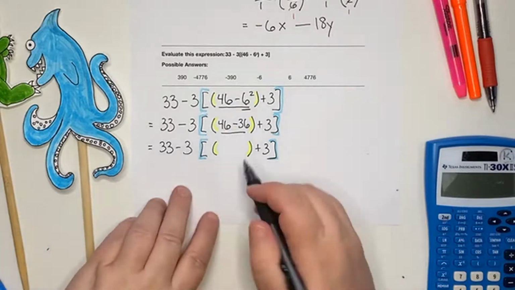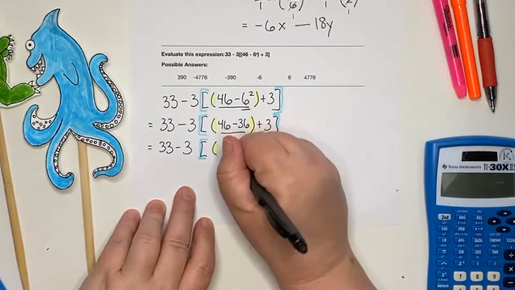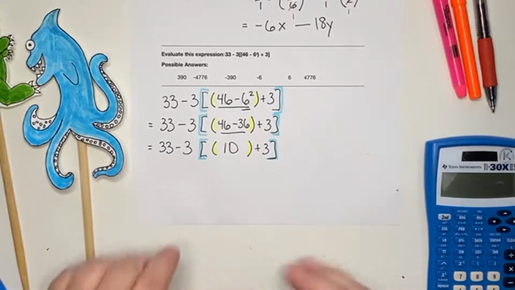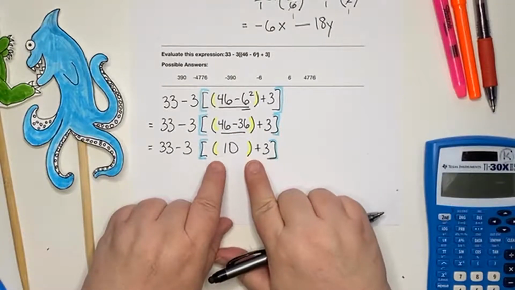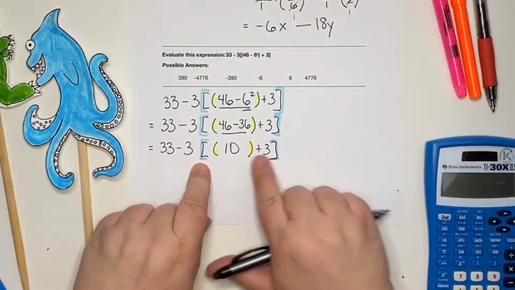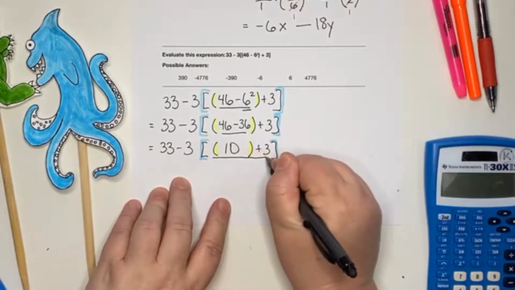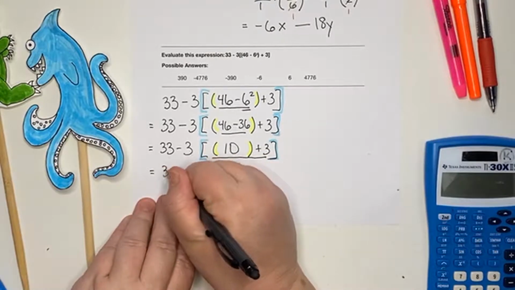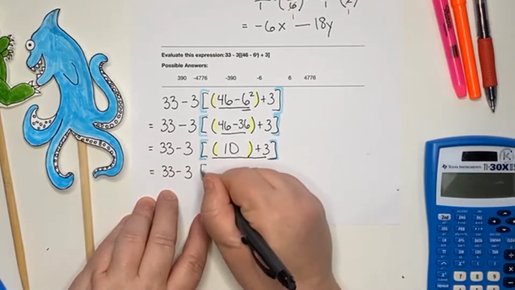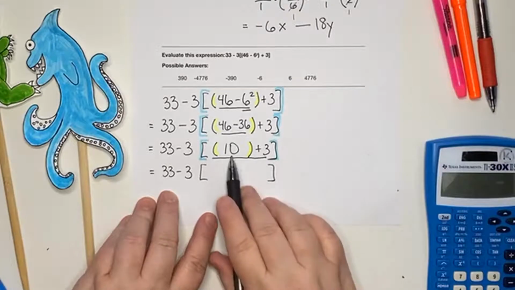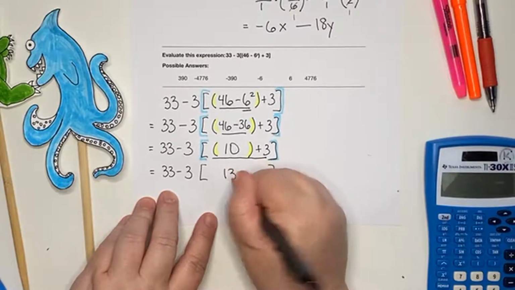Okay, so let's be careful. 46 minus 36 is 10. Yay! Okay, those are the inner parentheses. Now I look outside of there and I see I've got these brackets. So let me do this part next. Okay, so I've got 33 minus 3, and then I've got the brackets, and inside there, 10 plus 3 is 13.